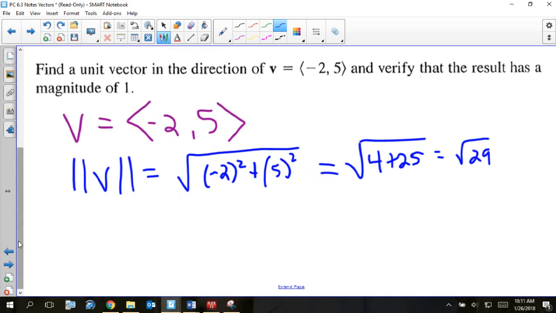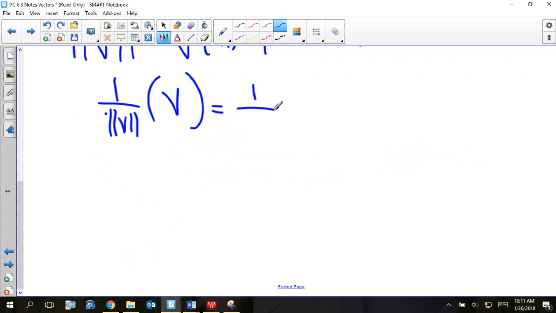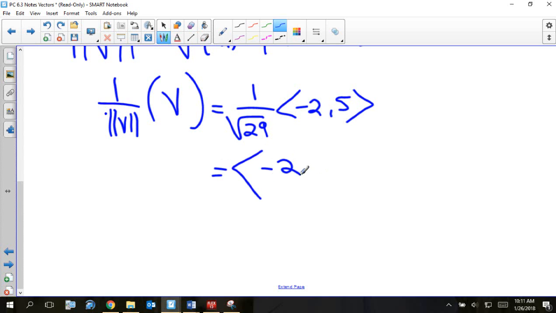And we will write this as a unit vector. We're going to change this vector to a unit vector. It says to take 1 over the magnitude as a scalar and multiply that by the vector itself. That's what it says up there. So I'm going to have 1 over the square root of 29 and multiply that by -2, 5. It's going to give us -2 over the square root of 29, comma, 5 over the square root of 29.